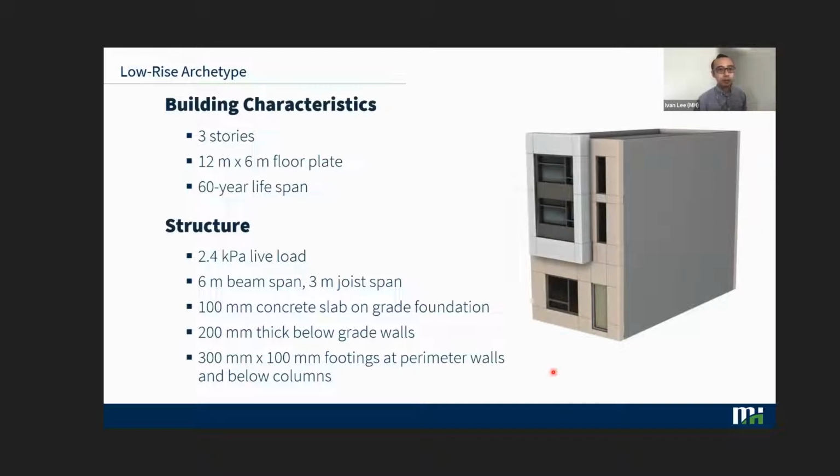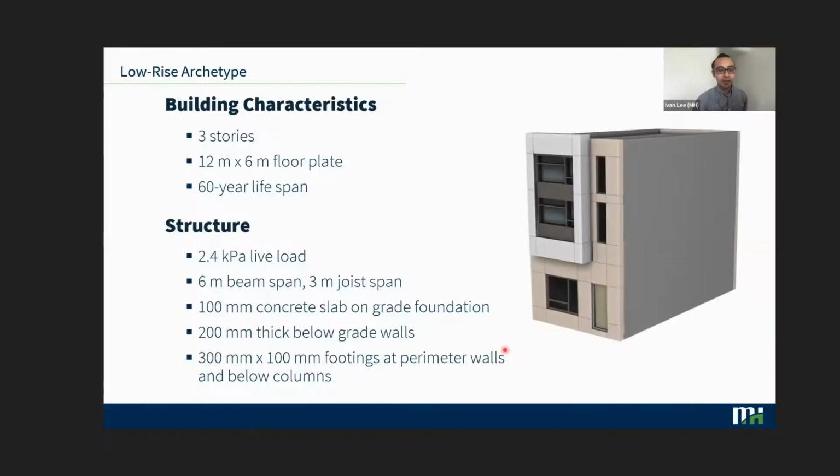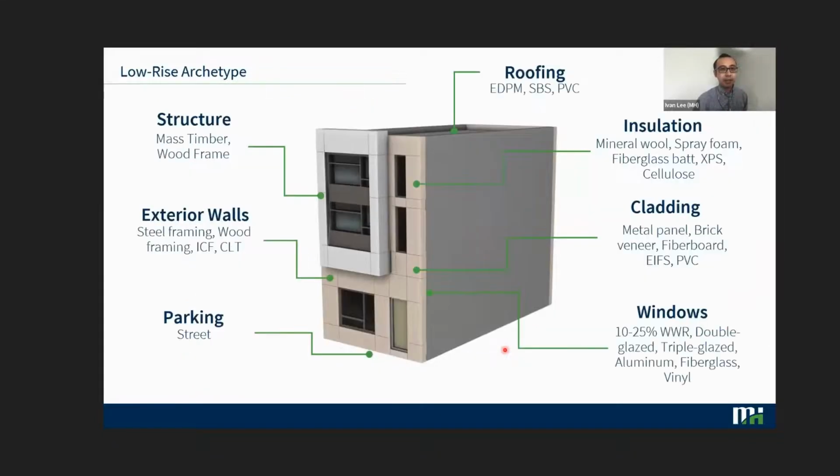It's 3 stories, floor plate about 12 meters by 6 meters. Once again, most of the structure is still the same. And as far as the different materials or parameters go, we've got mass timber and wood frame. It's definitely a lot more simplified because there's less variability that we've seen in low-rise construction. Walls, we've looked at steel stud, wood stud, ICFs, CLT.